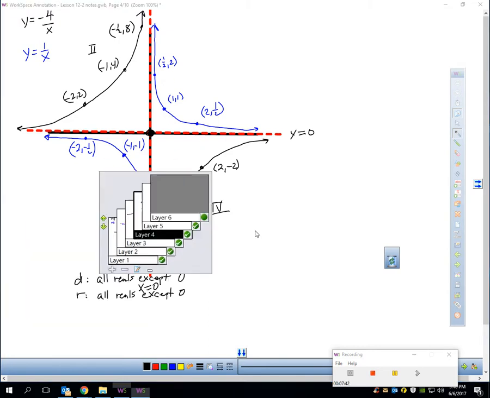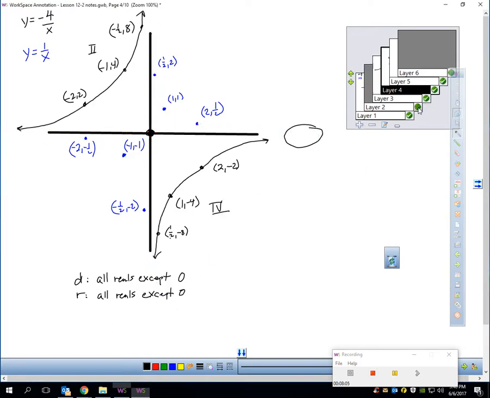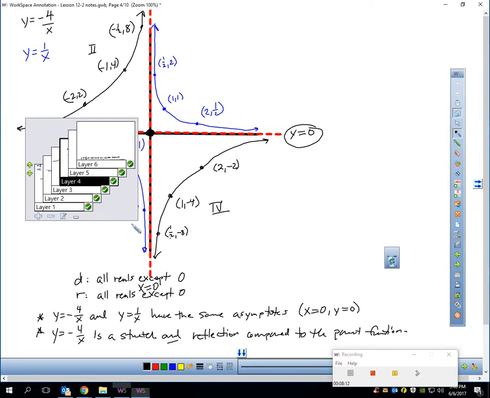Okay, what's the domain and range? The domain, it's all reals except x equals 0. Can you notice? X equals 0 has been blocked off. My graph can't touch x equals 0. And the range, you notice, this asymptote, we can never have a y value of 0. So my range is all the y values except for 0. Okay? And then I got to write 2 sentences comparing these things, and I put them on the bottom.